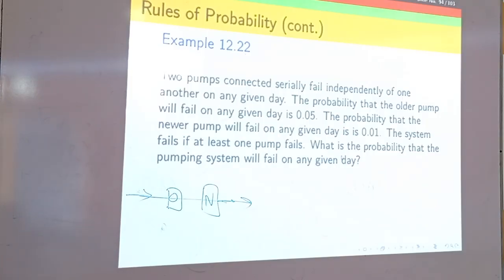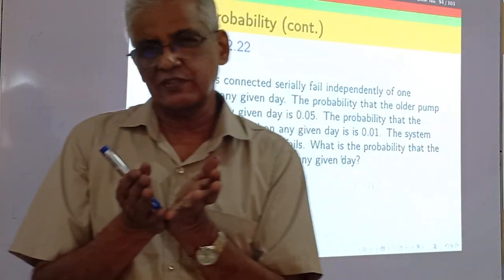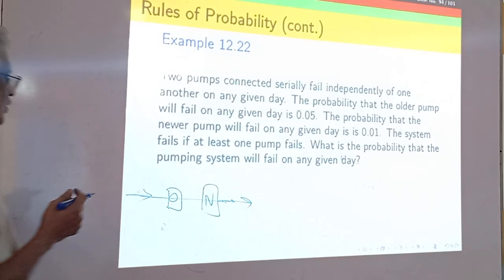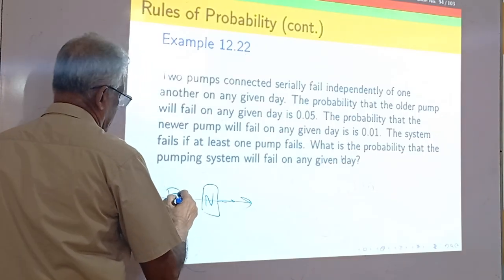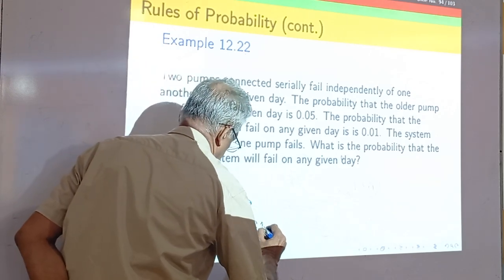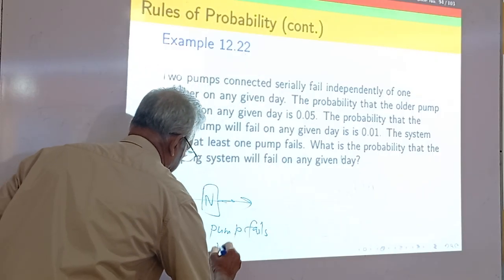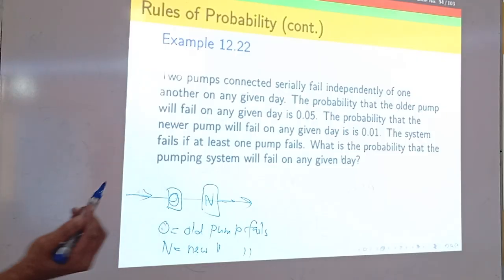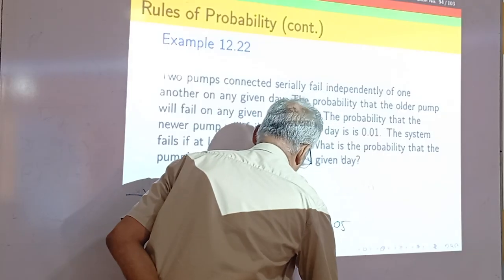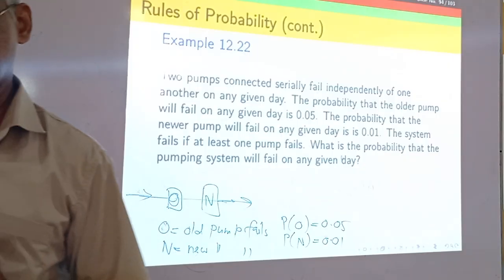First of all, you have to define the event that the system fails in terms of two events. So let me define some events. Let's say O means the old pump fails. Let's take N to be the event that the new pump fails. So we are given the probability of those. We know the probability of O is equal to 0.05. Probability of N is equal to 0.01. We know those two things.